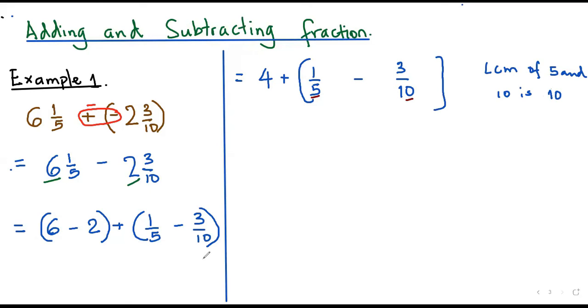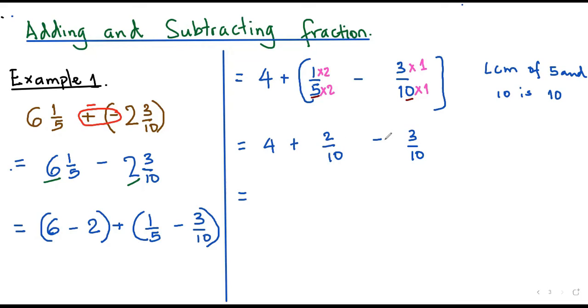So after that, we are going to get 5 times what number to get 10? 2. We also make 1 times 2. Okay. Now, 10, times what number to get 10? 1. Also here times 1. Okay. Now, in our next step, we will have 4 plus 2 out of 10 minus 3 out of 10. Is that okay? Yes. Okay. Next step.